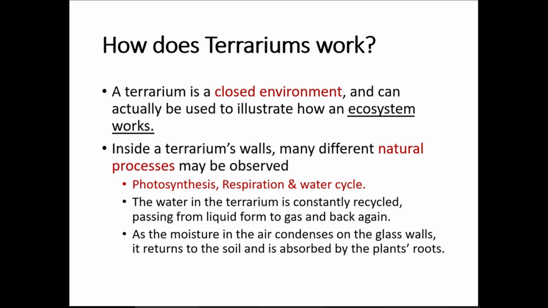The water in the terrarium is constantly recycled, passing from liquid form to gas and back again, because of the glass jar. The moisture in the air condenses on the glass wall, returns to the soil, and is absorbed by the plant's roots. So the water cycle, photosynthesis, and respiration are all happening. A simple principle is adopted: whatever happens in the outside environment at a global scale happens inside a glass jar. Based on this principle, terrariums are becoming very popular and they work.